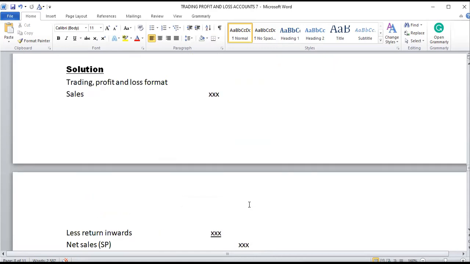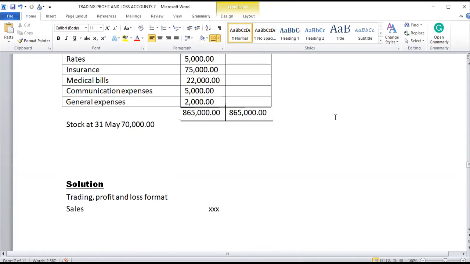So at the end of the day, all credits should be totalled up and all the debits should be totalled up, and they should agree. If your trial balance does not agree after you close your books and check it, then you made a mistake. You have to go and correct it before you can continue to prepare your trading profit and loss. Otherwise, your final balance sheet will not balance. Okay, so this is our trial balance. We are going to use it to prepare a trading profit and loss account. And underneath the trial balance, we have a stock at 31st May, $70,000.